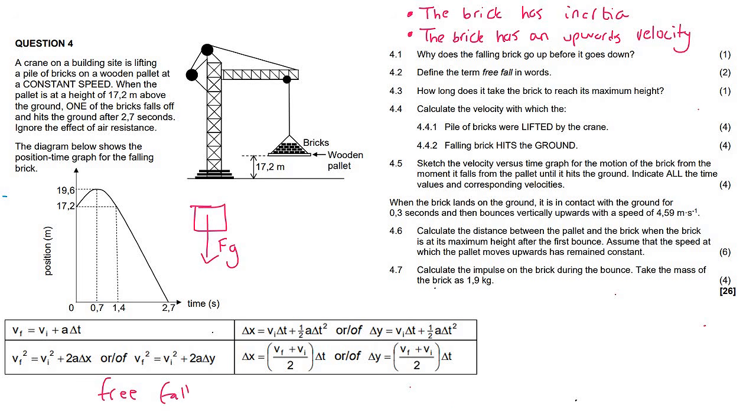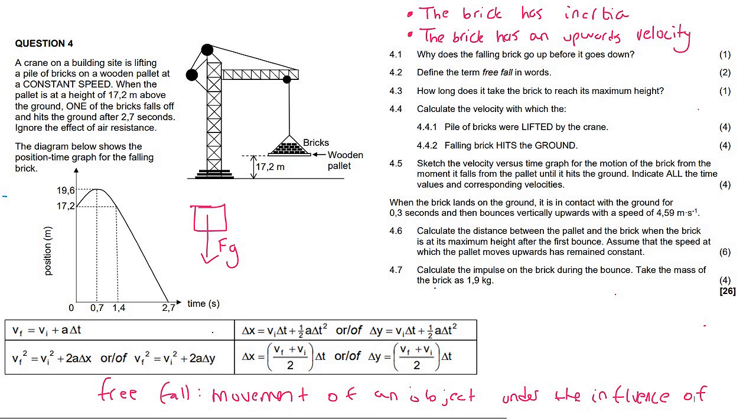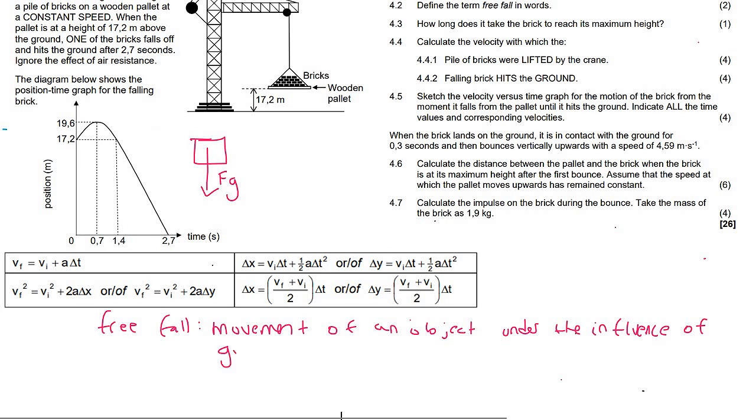So the definition of freefall is movement of an object under the influence of gravity only. So it is the movement of an object under the influence of gravity only. There's no air resistance, no applied forces, nothing like that. That is what freefall is.